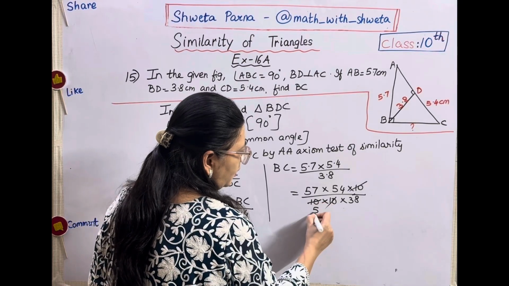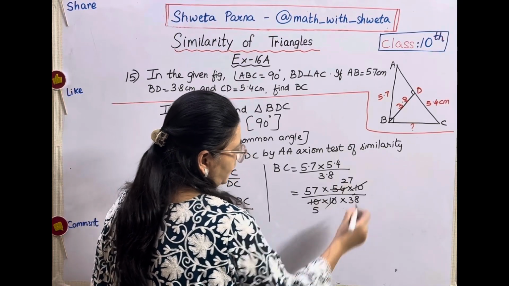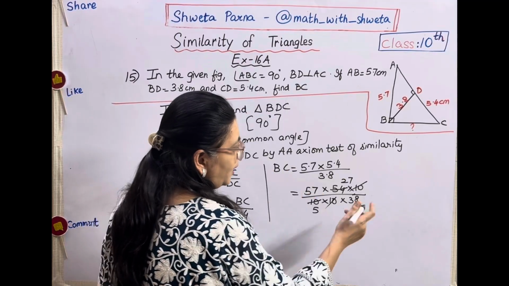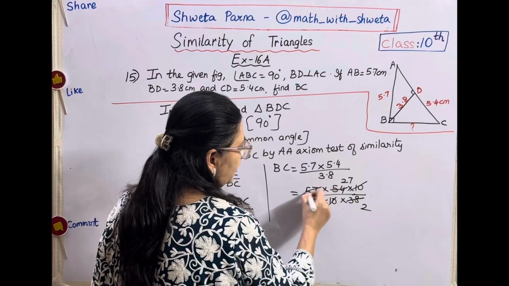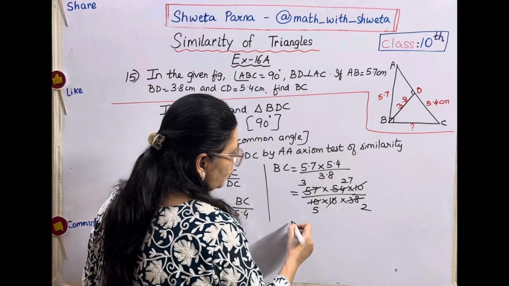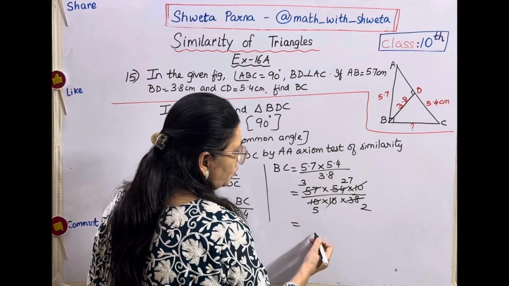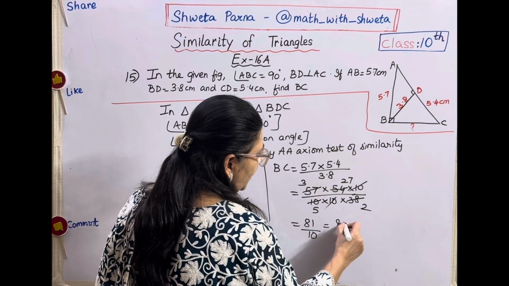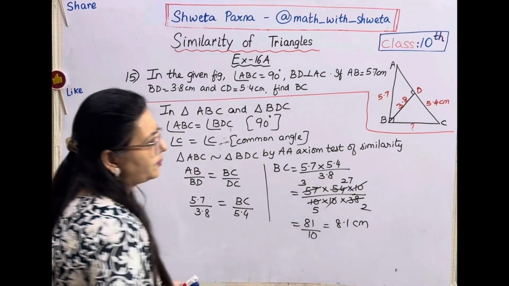Now 2 fives are 10, 2 twenty-sevens are 54. Now 38 and 57 go in the table of 19. 19 twos are 38, 19 threes are 57. So this will be 27 into 3 is 81 upon 10. So the answer is 8.1 centimeter.